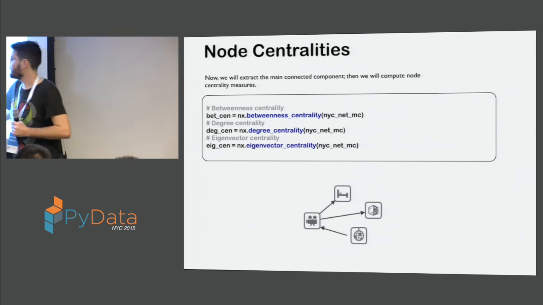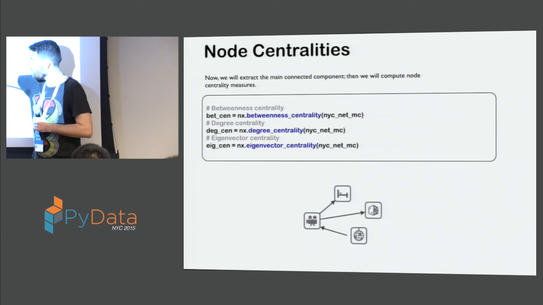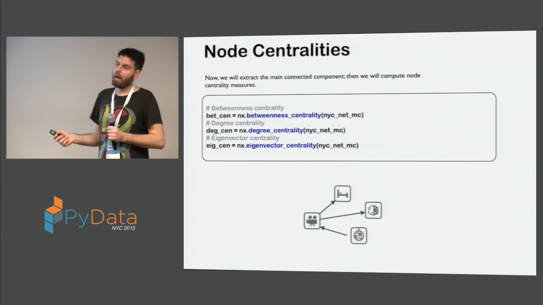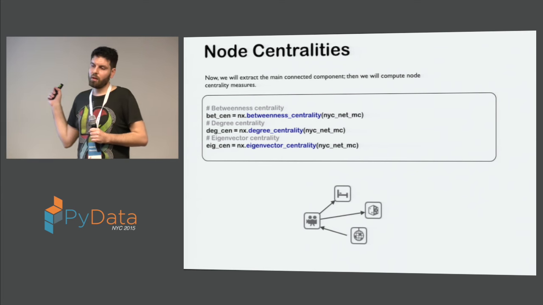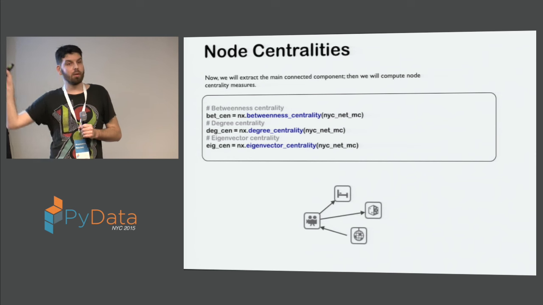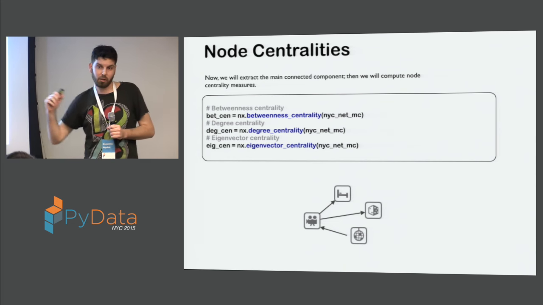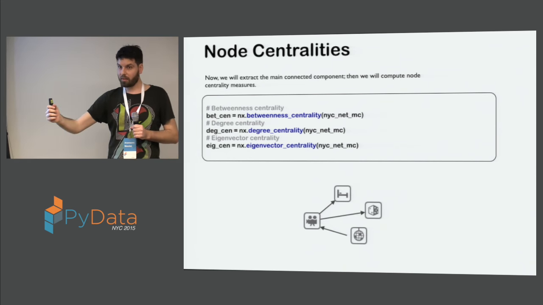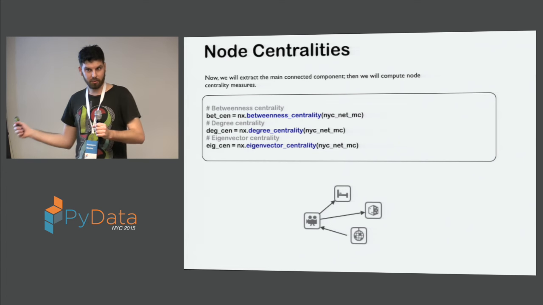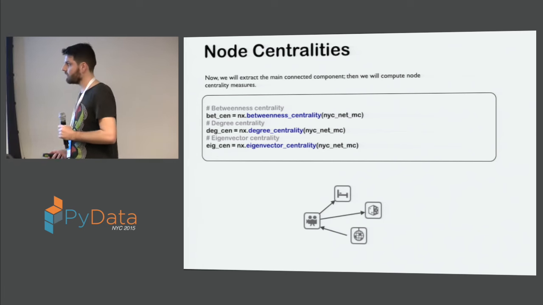So we talked about degree centrality, and we will also look at eigenvector centrality. Eigenvector centrality is an interesting one because it tells you how well you are connected to central nodes. You might not have a very high degree, but you might have a lot of interactions with Penn Station, which is very well connected. So that will raise your eigenvector centrality.